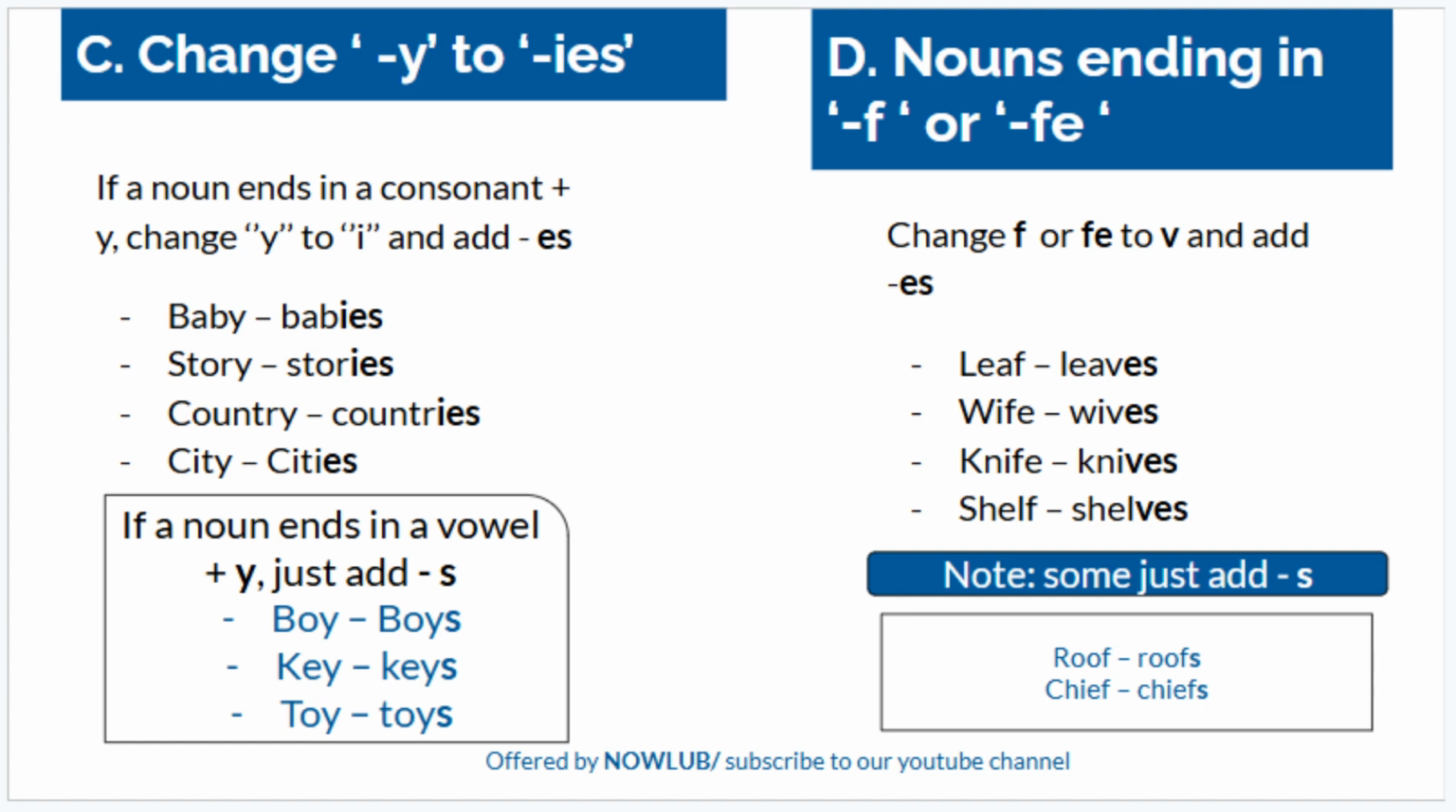But we also have some exceptions, such as roof. Don't say rooves, but we say roofs. We just add an S. It is an exception. Chief, don't say chieves, but we say chiefs.